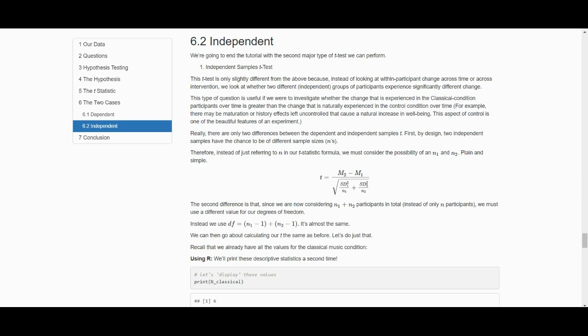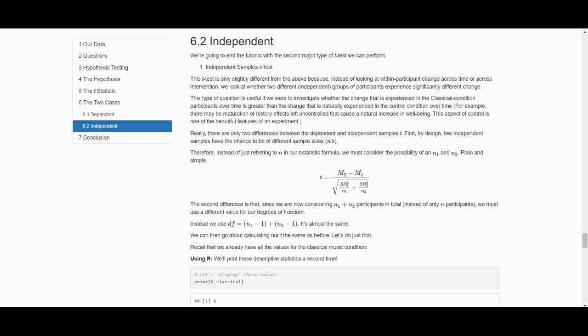Really, there are only two differences between the dependent and independent samples t-test. First, by design, two independent samples have a chance to be of different sample sizes, different n's. Therefore, instead of just referring to n in our t-statistic formula, we must consider the possibility of n1 and n2. Essentially, n1 is just the sample size of the first group, n2 is the sample size of the second group. These could be the same or they could be different.